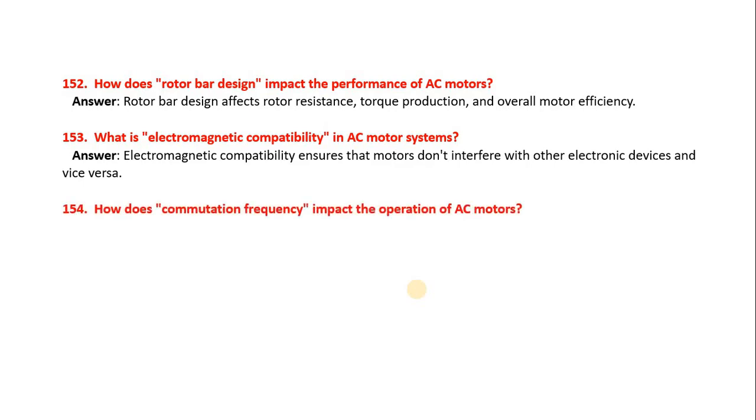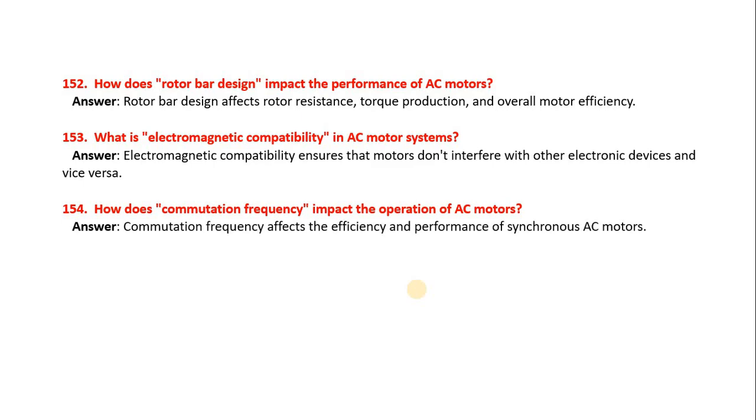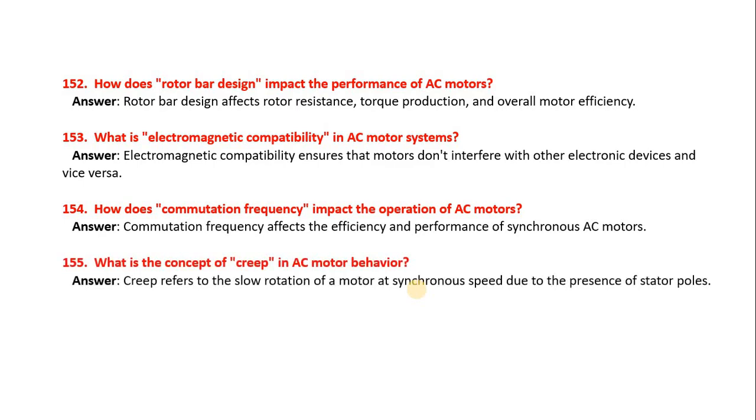How does commutation frequency impact the operation of AC motors? Commutation frequency affects the efficiency and performance of synchronous AC motors. What is the concept of creep in AC motor systems? Creep refers to the slow rotation of the motor below synchronous speed due to the presence of stator poles.